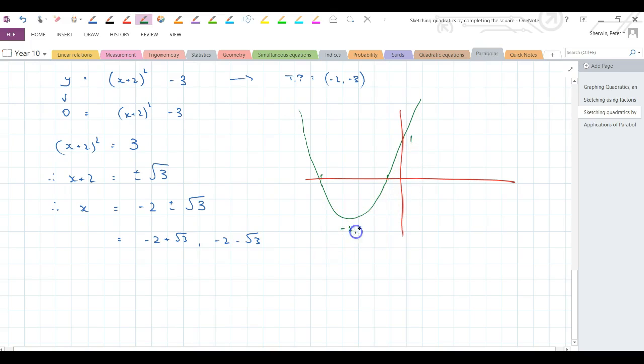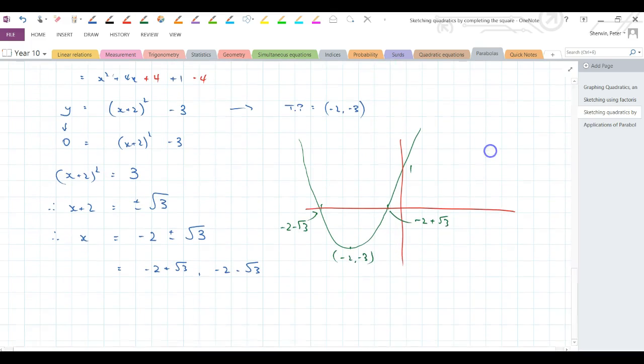Turning point is minus 2, minus 3. That's that point there. And this is the lower of these two, it's minus 2 minus the square root of 3. And this x-intercept is minus 2 plus the square root of 3. And we're done with that. Okay, I'm going to leave that for you to continue with exercise 7D and knock over those work requirements. I'll see you soon.